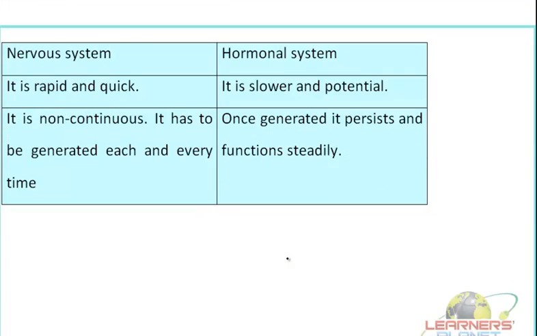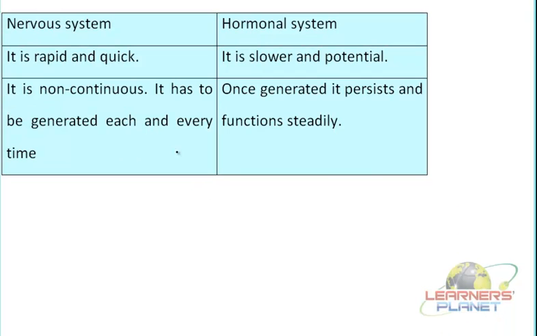Then the next is the impulse. The electrical impulse is very rapid and quick. As soon as we get the stimulus, the response is generated. Whereas in the case of the hormonal system, it is not so. It is quite slow, but once it is generated, it is potent. It has a long effect.